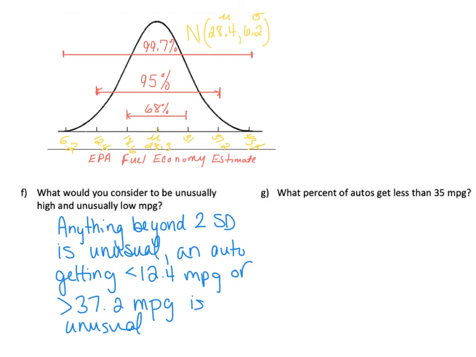Okay. Our last question about this normal distribution would be, what percent of autos get less than 35 miles per gallon? Well, this one's a little different. So where would 35 be? Well, 35 is going to be somewhere about right there. So less than that would be the region to the left, clearly. But our 68, 95, 99.7 rule won't help. So we need another strategy. And fortunately, we have one. We're going to be using Table A. But you're going to see how to do this in the next video.